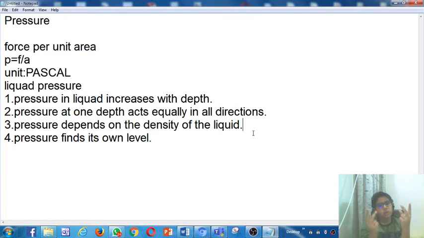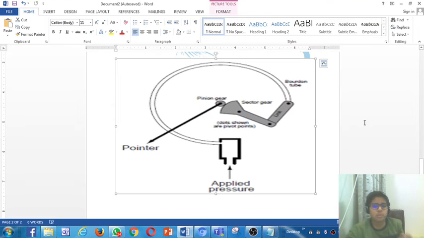Two containers are connected like this. When you pour water from here, the water will flow and reach here. There's a tube here also, so the water reaches both and finds its own level. Now the next topic: how we measure pressure using pressure gauges. First, in the first topic of pressure, I forgot to show you the pictures.